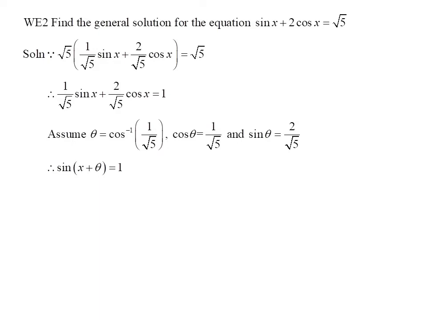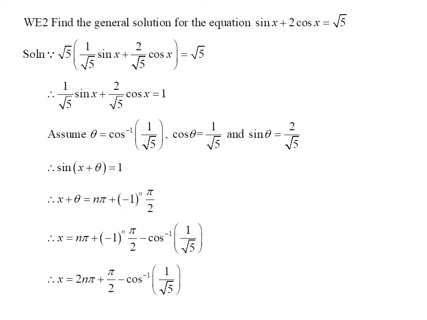After applying the sine addition formula, we have sine (x plus theta) equals 1. According to the general solution for sine function, we have x equals n pi plus (negative 1) to the n, times (pi over 2 minus arc cosine 1 over square root 5). After being further simplified, x is expressed as 2n pi plus pi over 2 minus arc cosine 1 over square root 5. Here n is an integer.